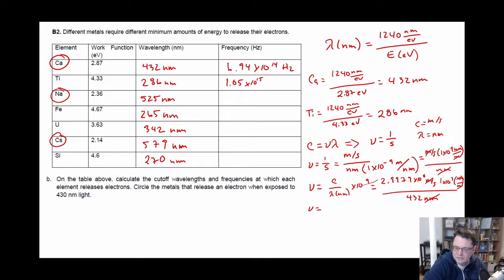Let me just make sure that that's what I put on the key. Yeah, it's only going to be those three right there because the wavelength of their work function energy is higher than 430. Anything that requires a wavelength lower than 430 isn't going to release an electron, because you're not putting in enough energy to have that electron get ejected in these cases.